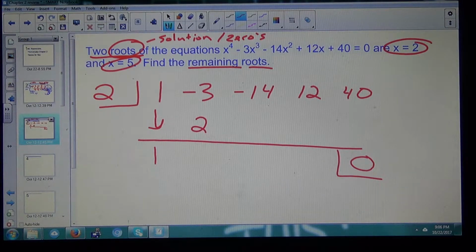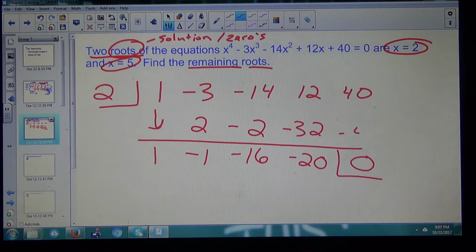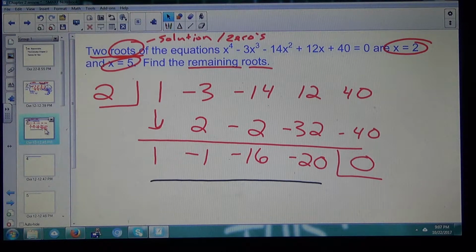Okay, so you multiply, add, multiply, add, multiply, add, multiply. Ooh, nice. And did it give me 0? Yep. Now it says find the remaining roots. Am I down to 3 terms down here? No, not yet. Okay, so I need to keep breaking it down.